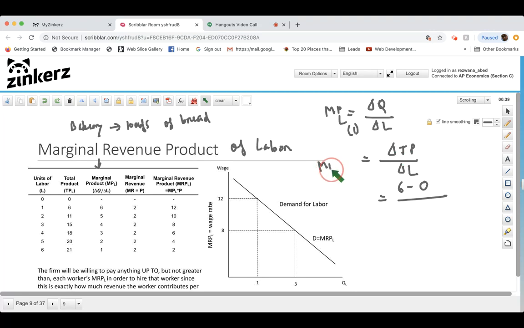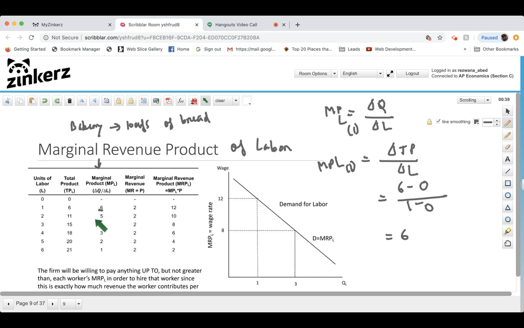Here we're still looking at the first worker. The change in labor is just 1 minus 0, which is 1. So 6 minus 0 divided by 1 is 6. The marginal product of labor for the first worker then is 6, and we would do the same thing for the other ones.